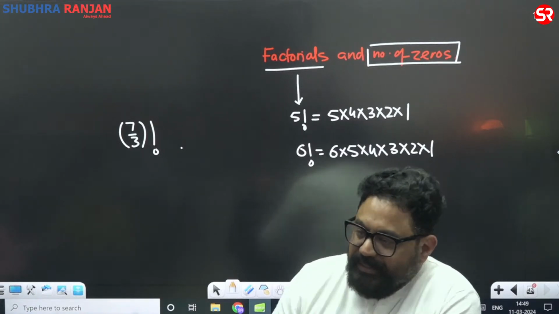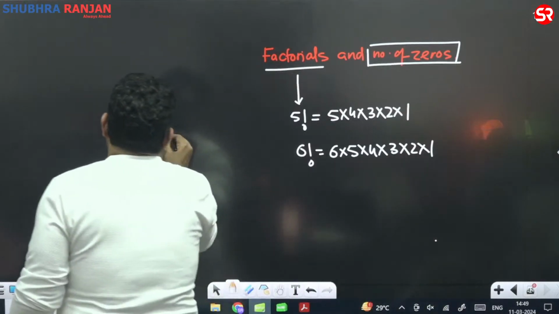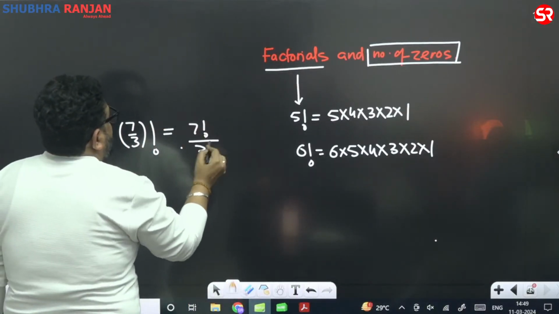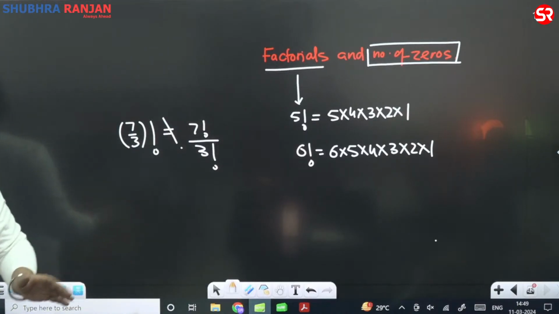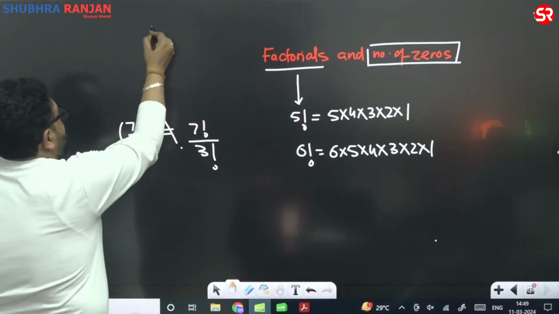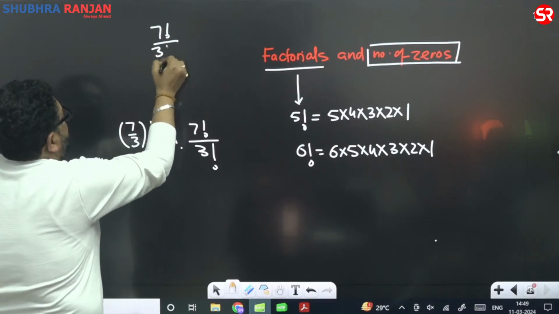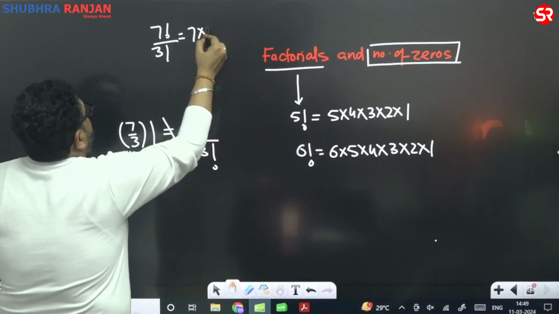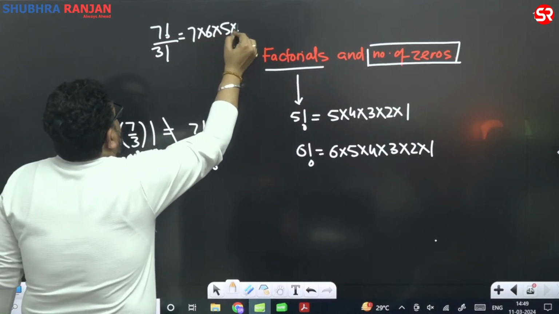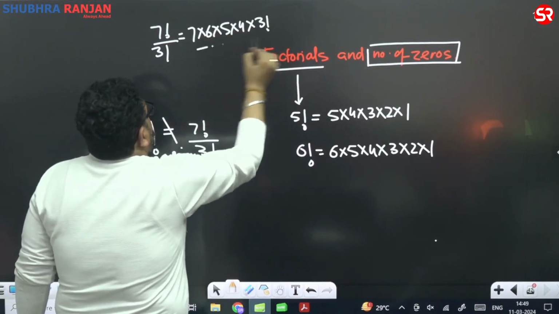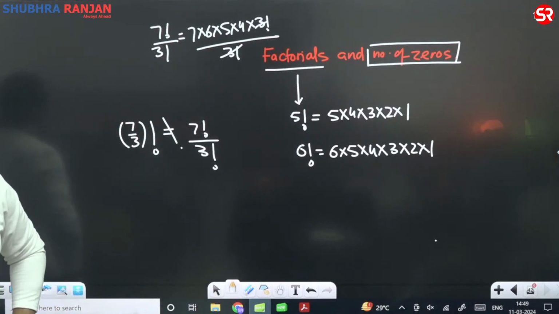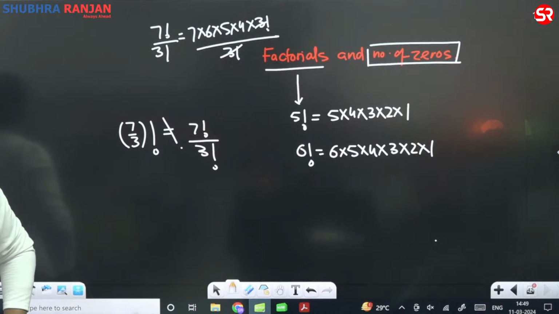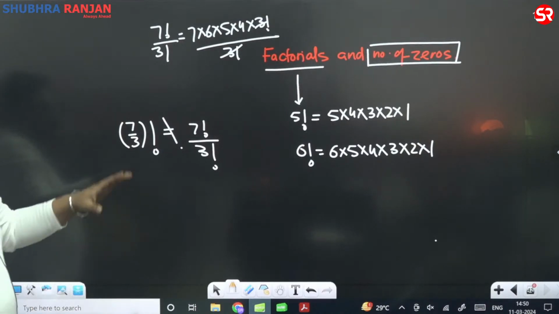It can never be equal to 7 factorial upon 3 factorial. Wrong. It cannot be. Yes, this number is possible: 7 factorial upon 3 factorial is 7 into 6 into 5 into 4 into 3 factorial upon 3 factorial. Yes, this is possible. Clear? So now listen.